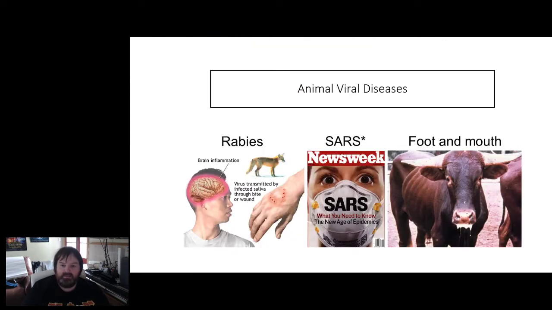Now, animal viral diseases, rabies, very nasty, but quite reasonably well contained, mainly transmitted through infected bites from animals. Rabid animals are mostly killed to avoid this. Foot and mouth in Ireland, we had a big issue around the early 2000s, and we shut down the country to avoid that one spreading too.